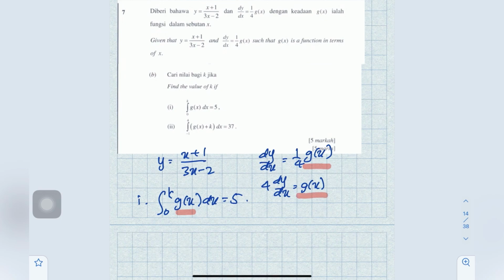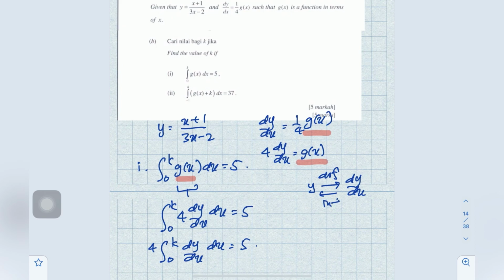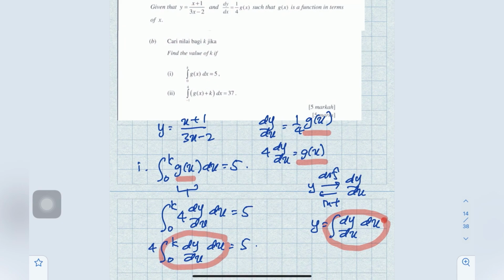So we substitute. gx is 4 dy/dx. 4 is a constant, so we can take out the 4. We get 4 times the integral from 0 to k of dy/dx equals 5. We have learned in the topic of integration that integration is the inverse process of differentiation. If we have y and we differentiate, we get dy/dx. So since integration is the inverse of differentiation, if we have dy/dx and we integrate, we get y. So y is the integral of dy/dx with respect to x. That is the concept of integration as the inverse process of differentiation.